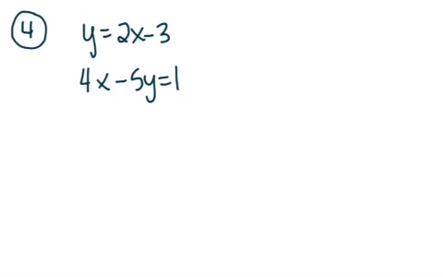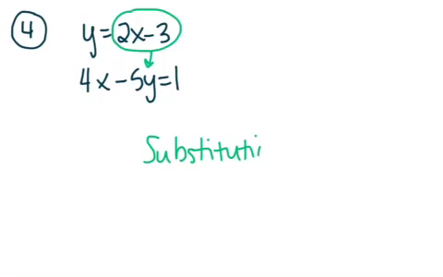And I'm really hoping that you notice the first equation has y isolated, because you can plug it in down here for the y. And when I have an equation with one variable isolated, the answer should be substitution. Good job. And I'm going to use substitution when I have a variable isolated in one of the equations.